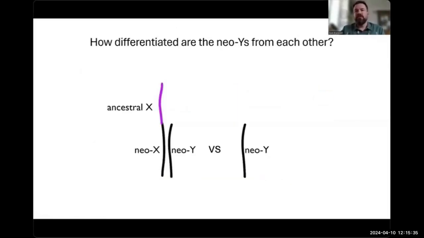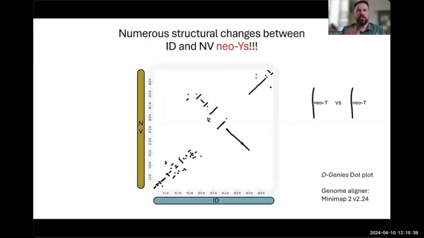So how differentiated are the neo-Ys from each other across these different populations? So I'm just going to show you Nevada compared to Idaho here, but there are numerous structural changes between Idaho and Nevada neo-Y. So you can see massive numbers of inversions, large ones and small ones that shuffle up these genomes.